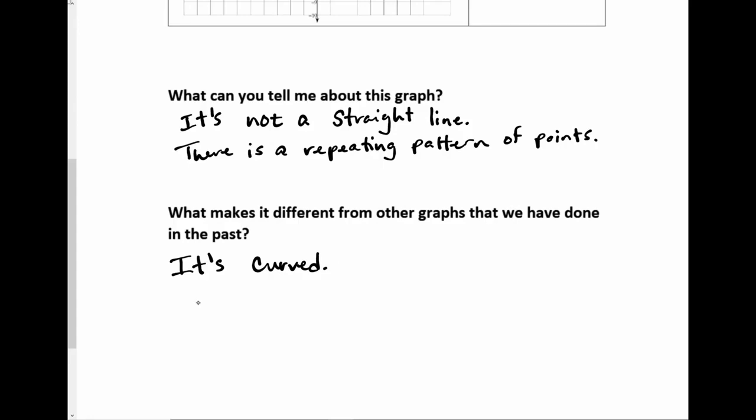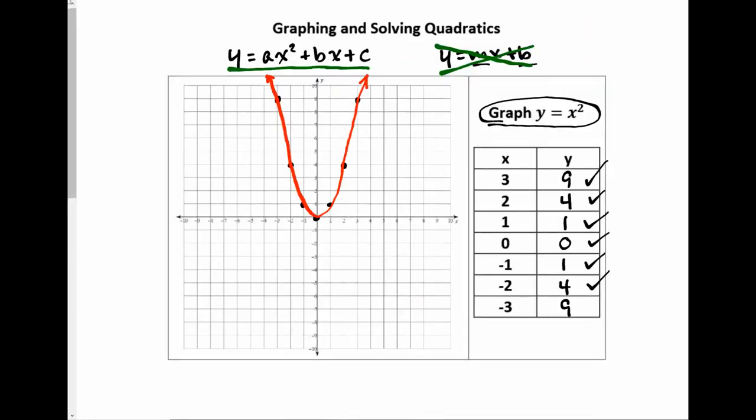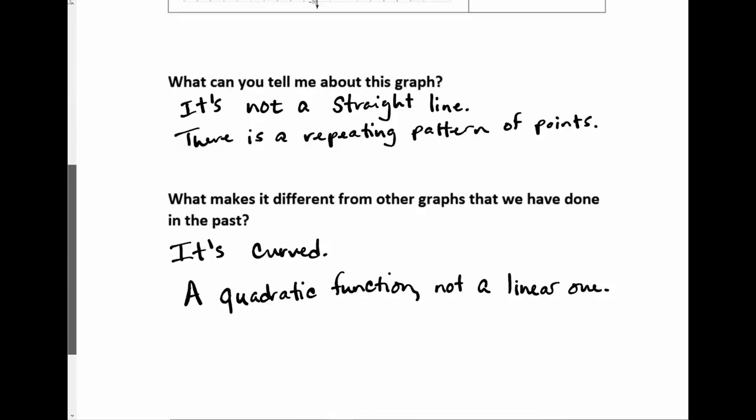Also, it is a quadratic function, not a linear one. So like I said before, in the past, we have been used to graphing y equals mx plus b. And those lines typically look like a straight line going up or a straight line going down. Now we'll be working with these curved lines. Okay, so that is a good example of a quadratic function and what it looks like.